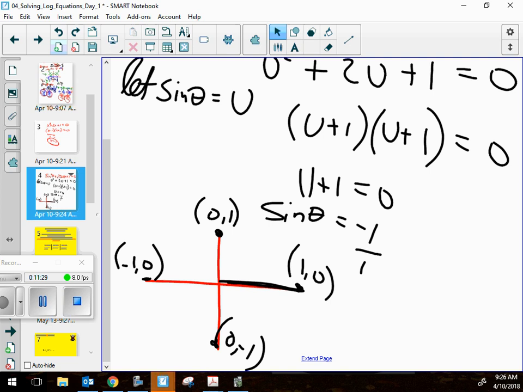I want to pause for a second while you figure out the answer to the question. Sine of theta equals -1. And of course, the question is, what is theta? I'm going to pause for a second. Let me try this one.